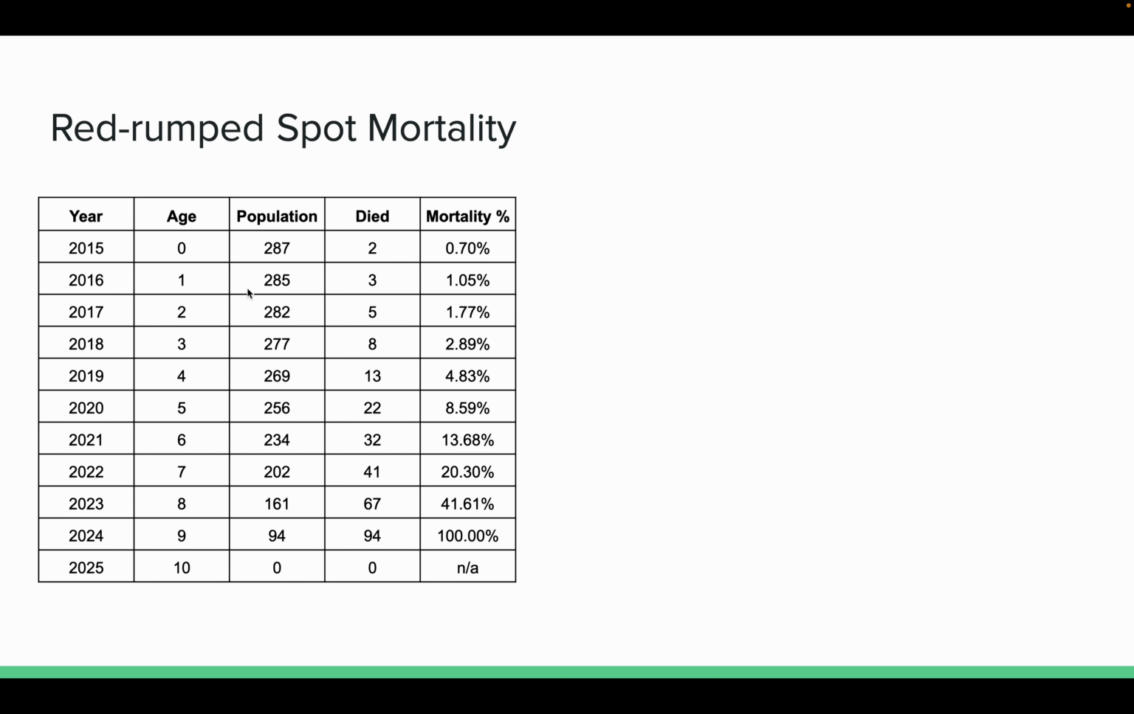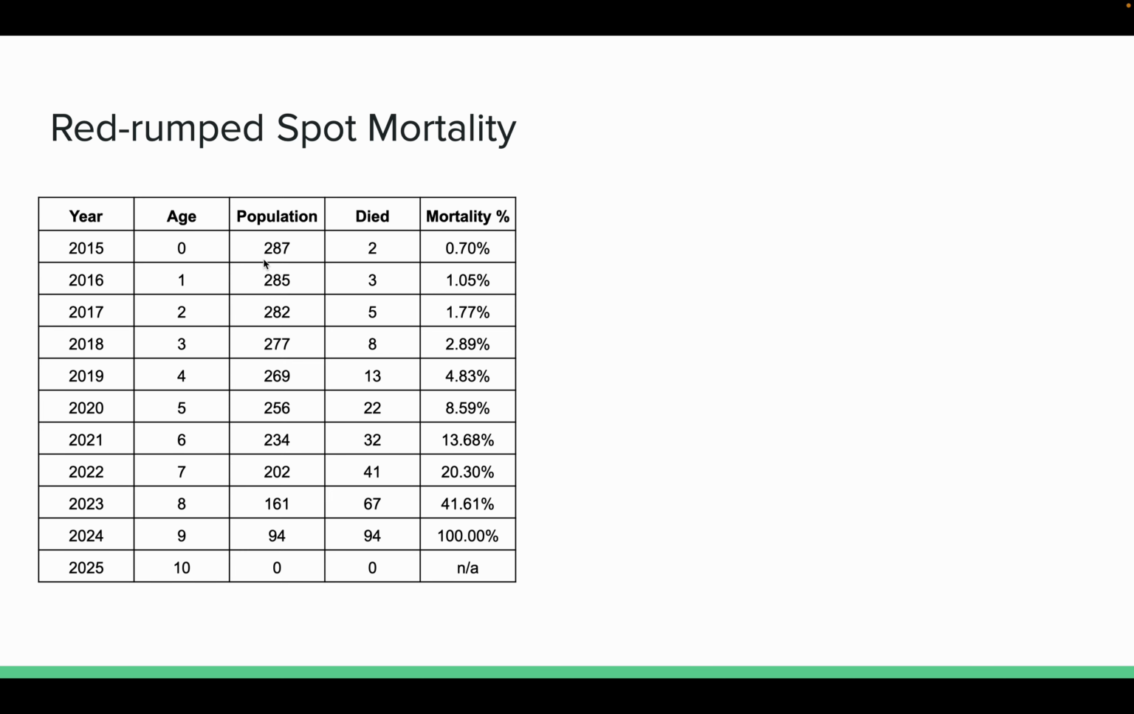2 of them died, so the next year we're starting with just 285 individuals. 3 more died, that drops the population to 282. Or not the population, but this subset of the population. This cohort is dropping by the number of mortalities per year. And this tracks all the way through until no more of that cohort are left 10 years later.